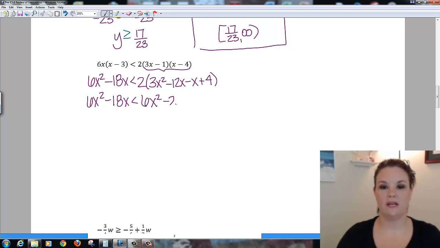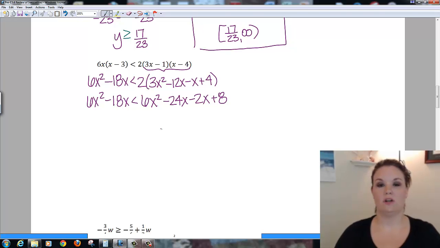So 2 times 3x squared is 6x squared. 2 times -12x is -24x. 2 times -x is -2x. And 2 times +4 is 8. So I want to go ahead and simplify. And notice, if I have an x squared, that tells me I might have to factor. And if I have to factor, everything needs to be on one side.